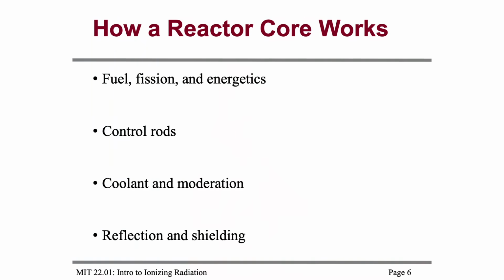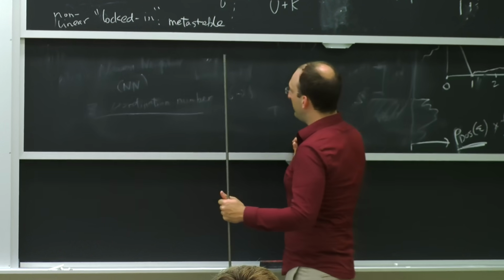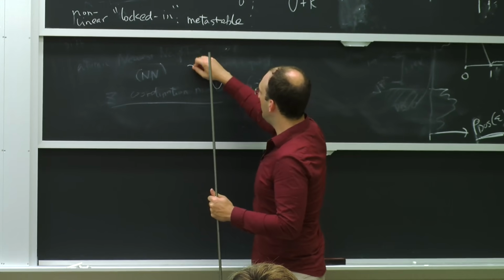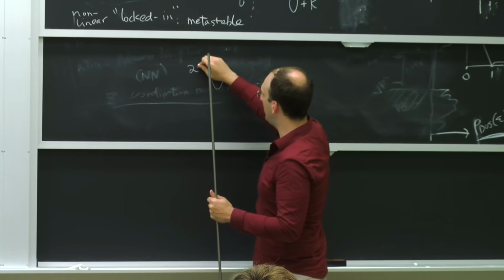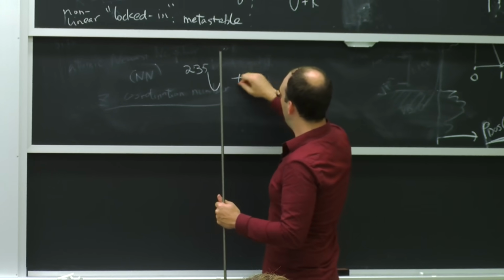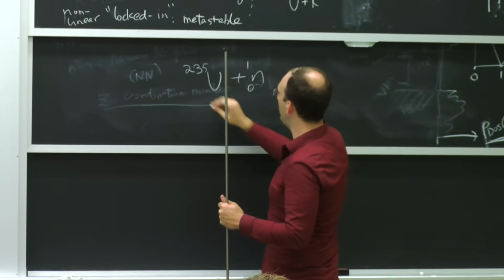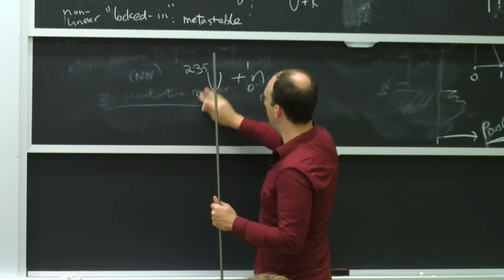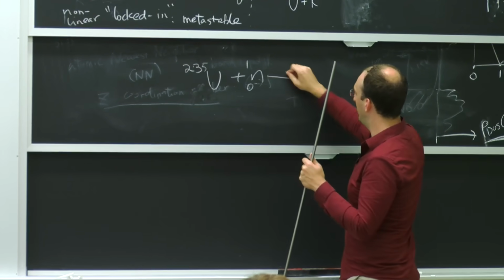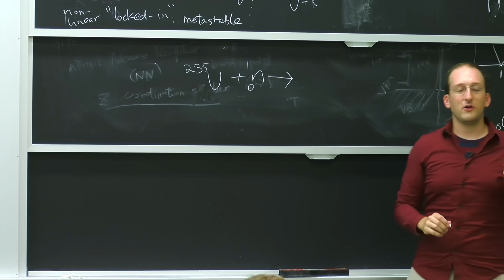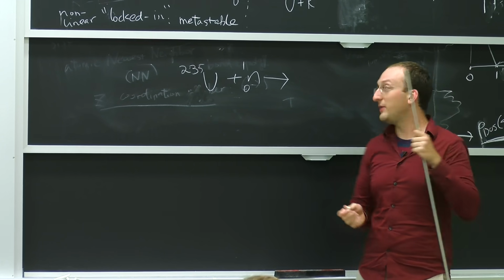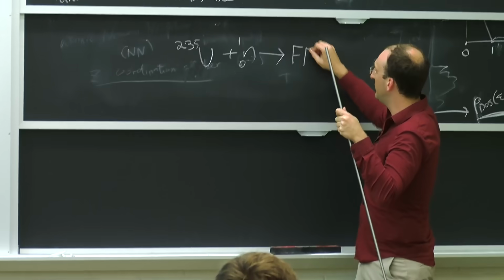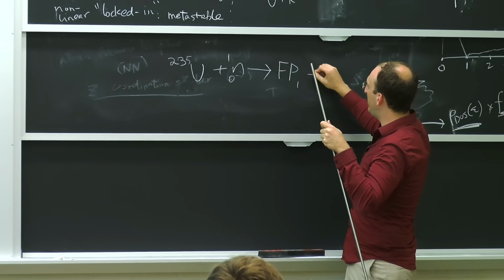So we went over a little bit about the fuel. The fission and the energetics is kind of cool. So let's say you start off with uranium, probably the fissile isotope, 235, and you send in 1 neutron. I think it's 92. Don't quote me on that, though. And instead of undergoing some sort of a capture reaction or something else, it can split into what we call different fission products.